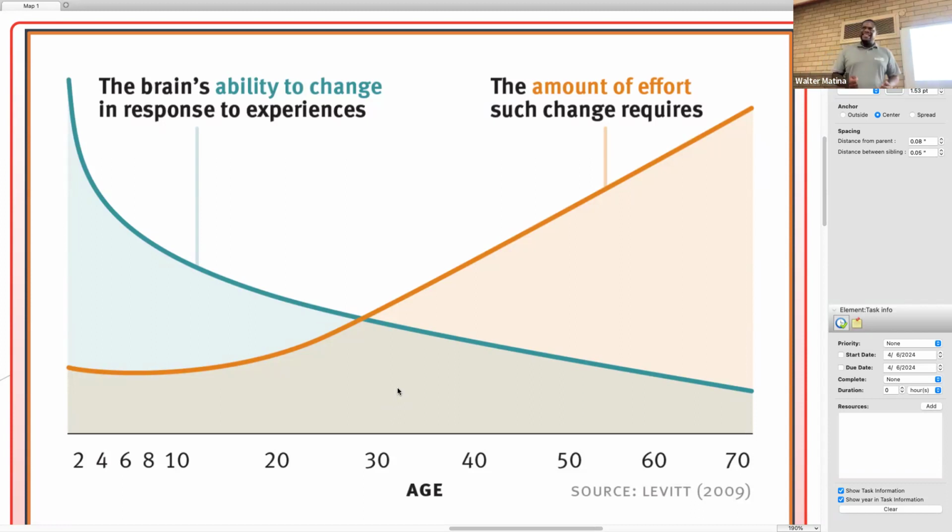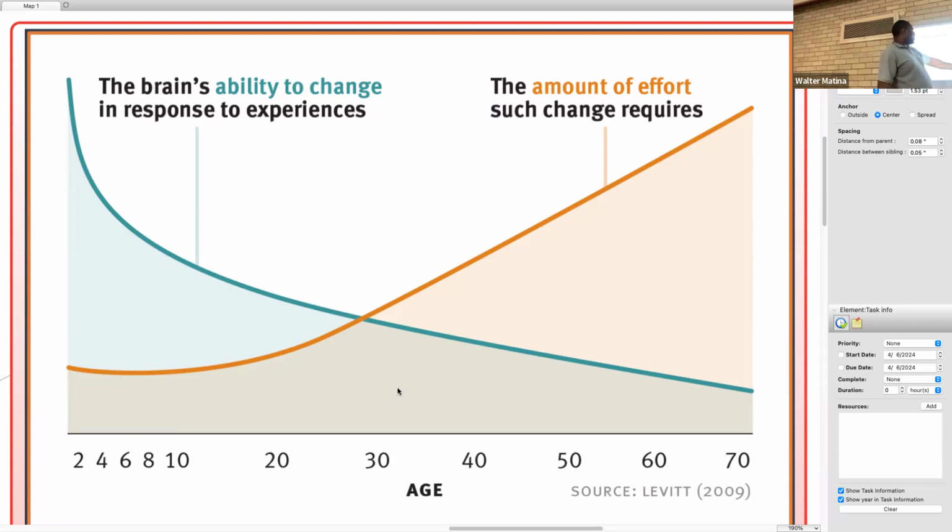And because learning takes effort, our ability to learn is always going to be affected by whether or not we have what it takes to do the learning. So what this graph is ultimately telling us is that when we are much younger, until maybe the age of 25, the amount of effort needed for us to learn something is always going to be less.